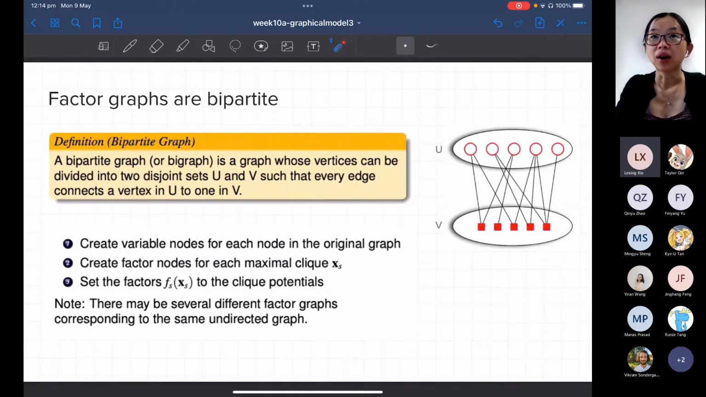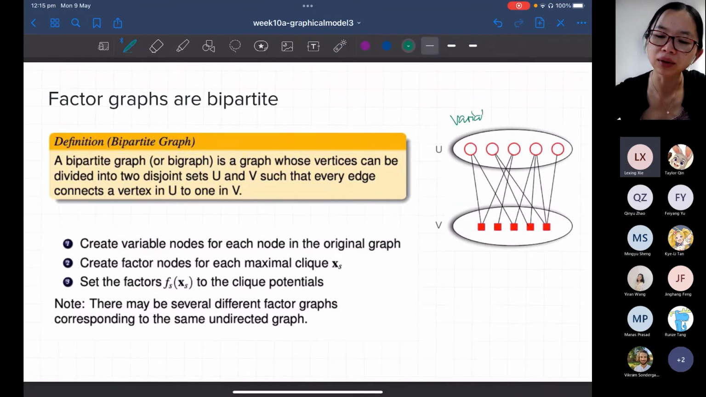So the factor graph is what's called a bipartite graph. For those of you who have seen graphs, this is a refresher; for those of you who haven't, a bipartite graph is a graph whose vertices can be divided into 2 disjoint sets, such that all the edges are between set U and set V and not within set U or set V. So in the case of a factor graph, these are variables and these are factors.